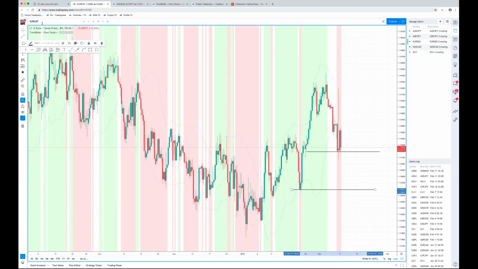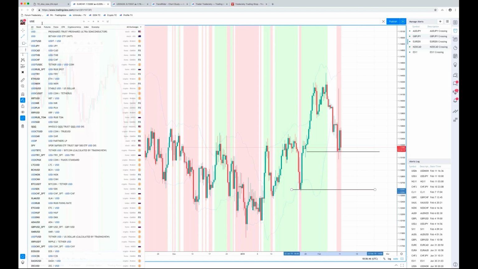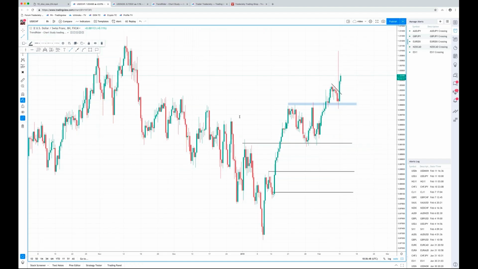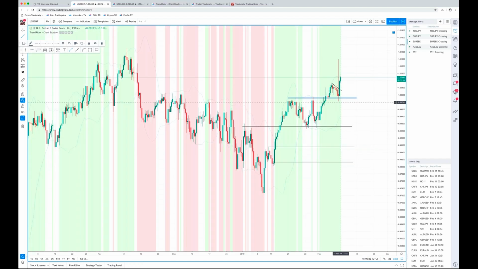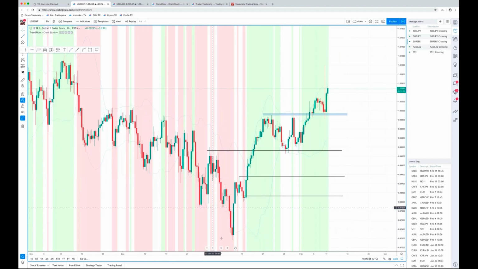Euro Swedish krona looks much more interesting compared to the Euro Swissy. While we're at the Swissy, let's take a look at the US dollar Swiss franc here. Very, very classic trap. Well, a trap goes two ways, obviously. First, everybody, I hope nobody took this pin bar here. This is not a signal, this is a trap.